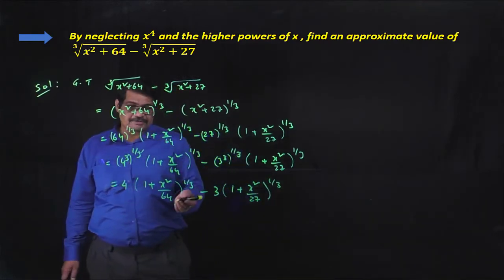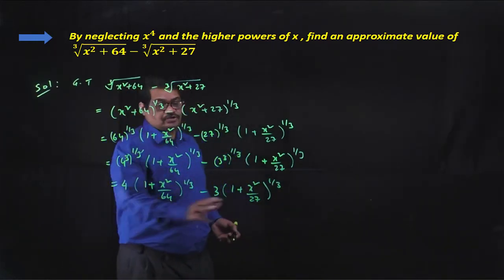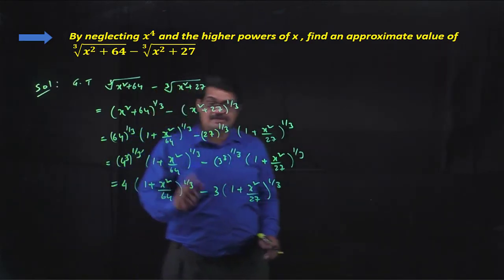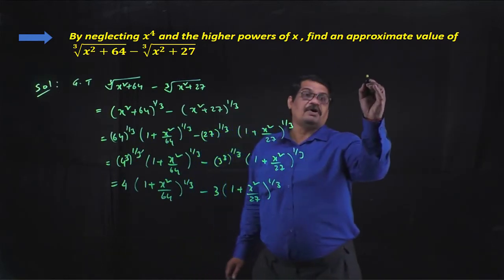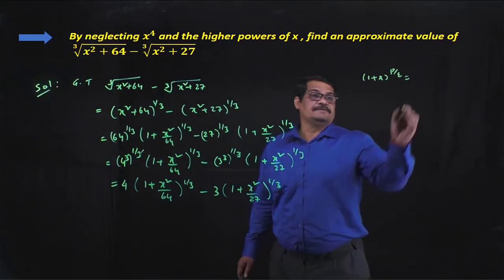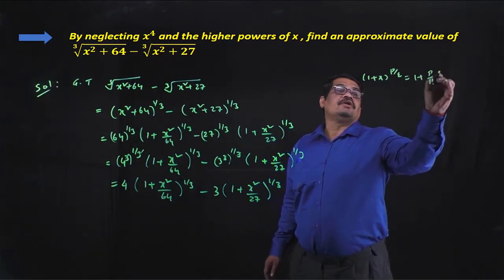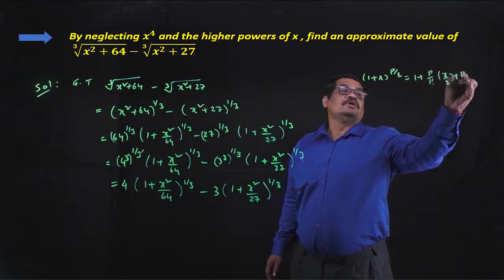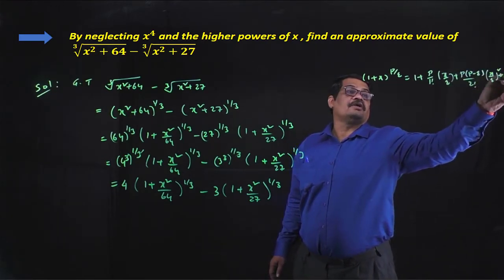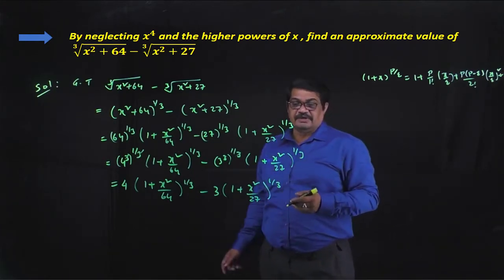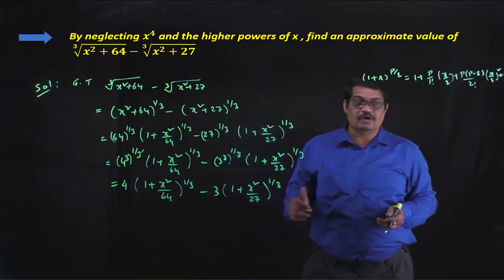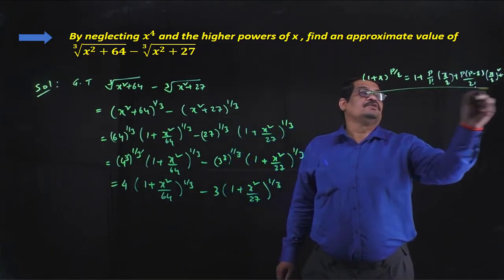Now we are expanding these two terms by using binomial expansion. So what is the formula here? (1 plus x) whole power p by q. This expansion is 1 plus p by 1 factorial into x by q, plus p into (p minus q) by 2 factorial into (x by q) whole square, and so on. So this is the expansion. We are using it because both are of the form (1 plus x) whole power p by q. Now we are expanding using this formula.